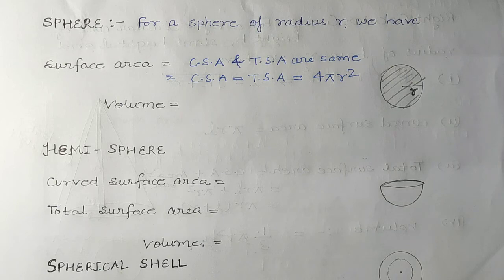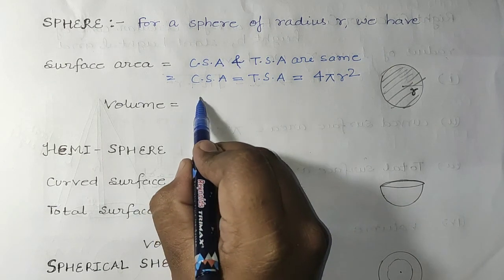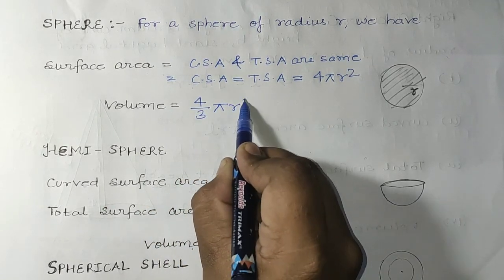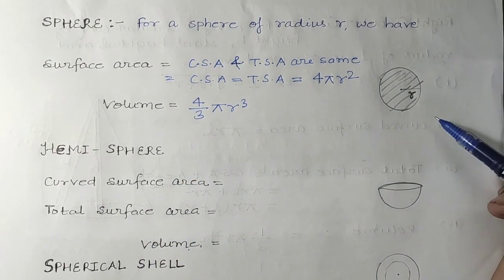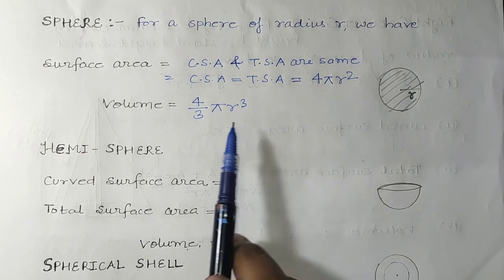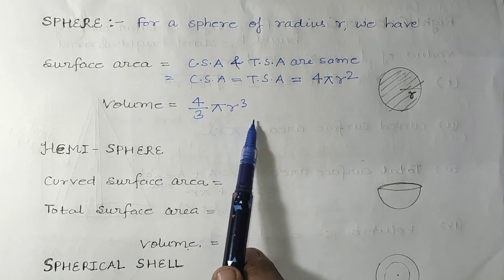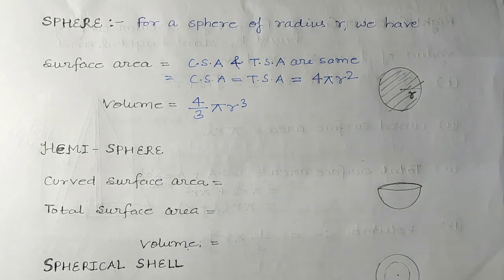What is the volume of a sphere? It is equal to 4/3 pi r cube. Okay, no height is there, only radius is there. So you can say that the volume of a sphere is 4/3 pi r cube.